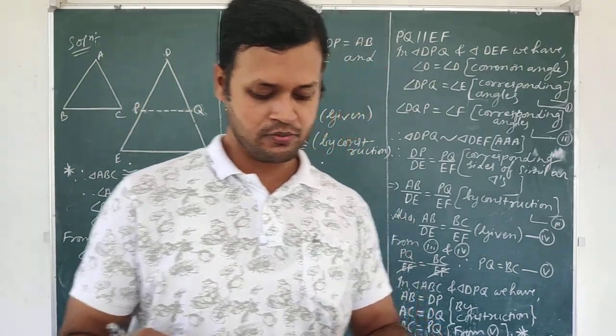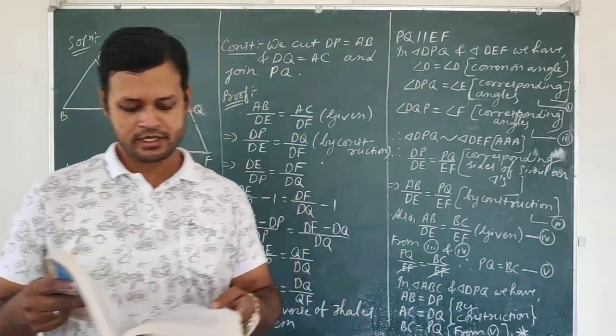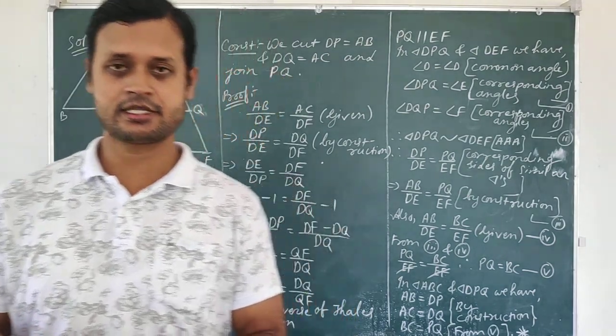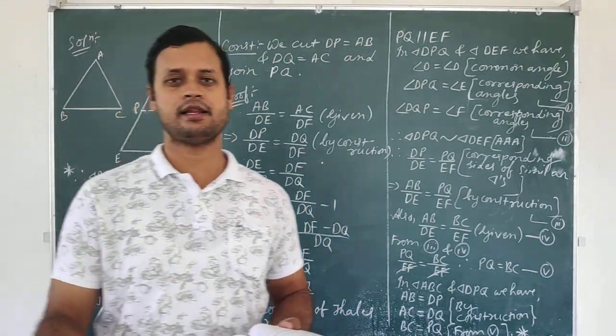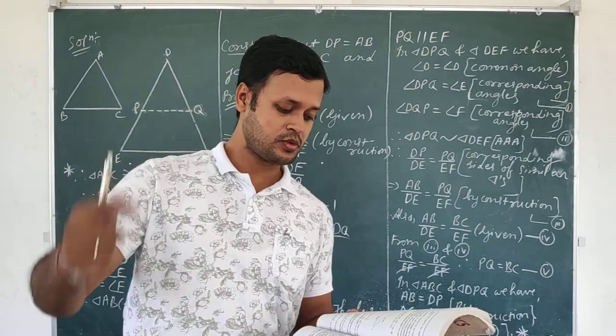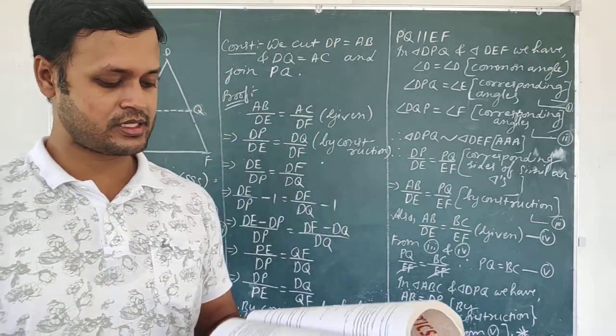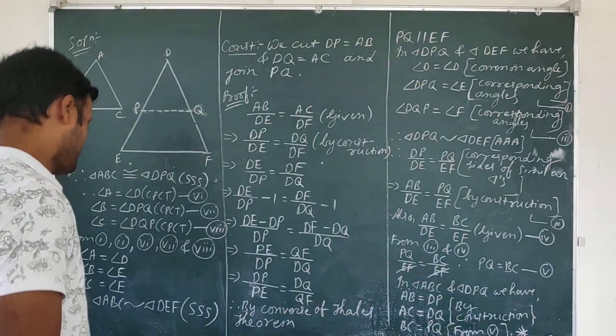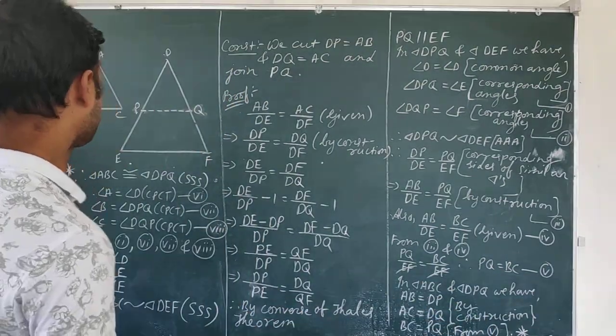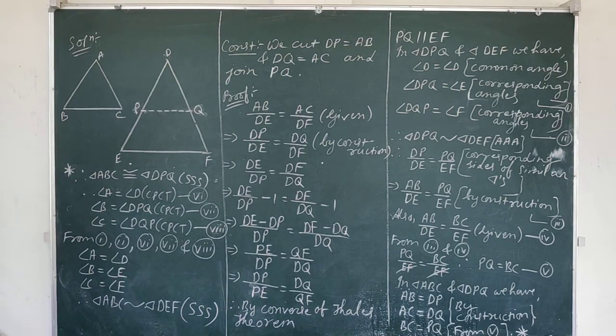Theorem 6.4 says that if in two triangles the sides of one triangle are proportional to the sides of the other triangle, then their corresponding angles are equal, and hence the two triangles are similar. So triangle ABC is given to you, and triangle DEF is also given to you.